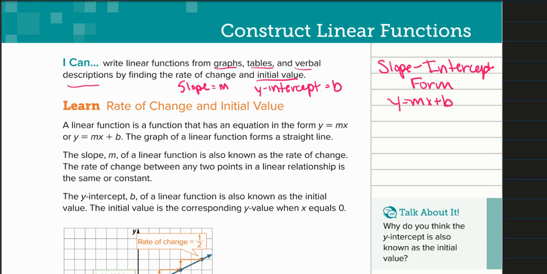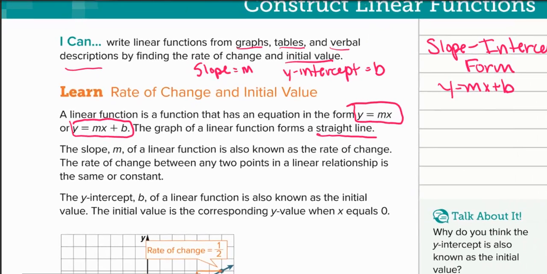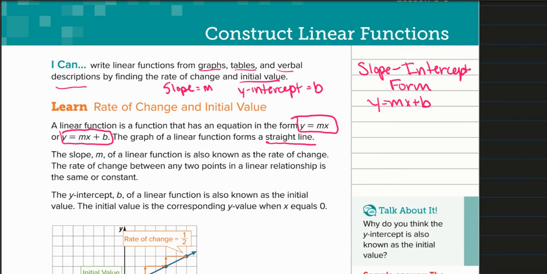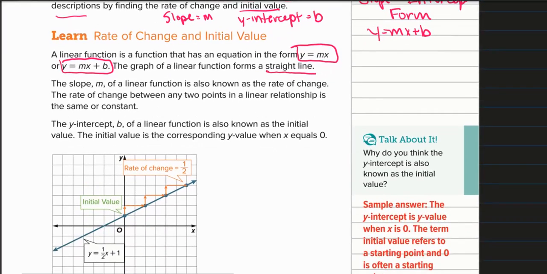So a linear function is a function that is an equation in the form of y equals mx or y equals mx plus b. We talked about that in the last lesson. The graph of a linear function forms a straight line. So this idea is that we're always going to have a straight line. If for some reason you don't have a straight line, that means that something went wrong somewhere, okay? So the slope m of a linear function is known as the rate of change, and the rate of change between 2 points in a linear relationship is the same or constant. So the b or the y-intercept of a linear function is also known as the initial value.